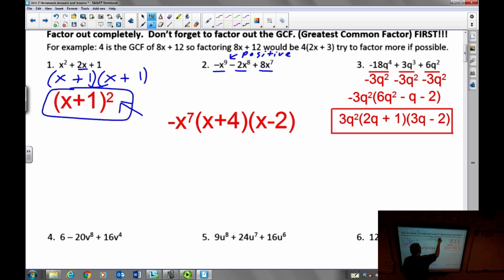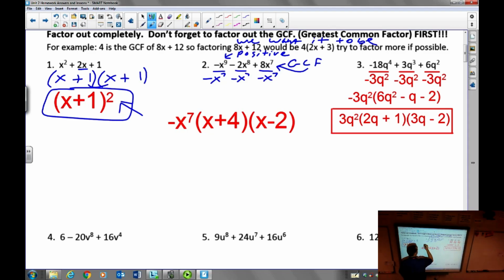Right now it is negative, so we want it to be positive. How do we get it to be positive? We divide by a negative. And then what do we divide by again? The greatest common factor, the GCF, which is x to the 7th. So divide by negative x to the 7th. That gives us a positive.